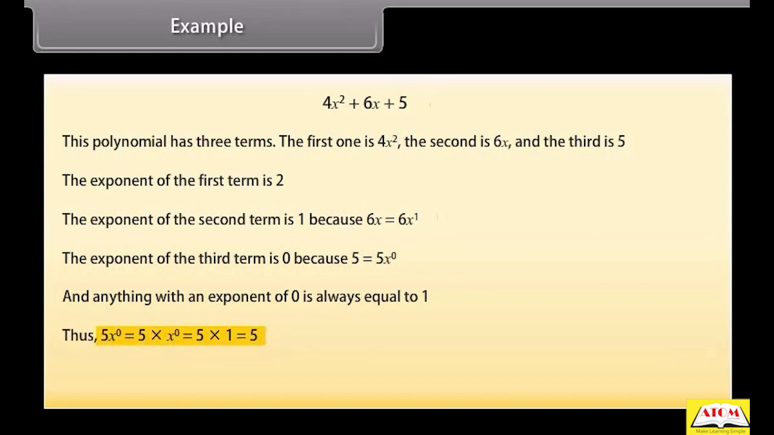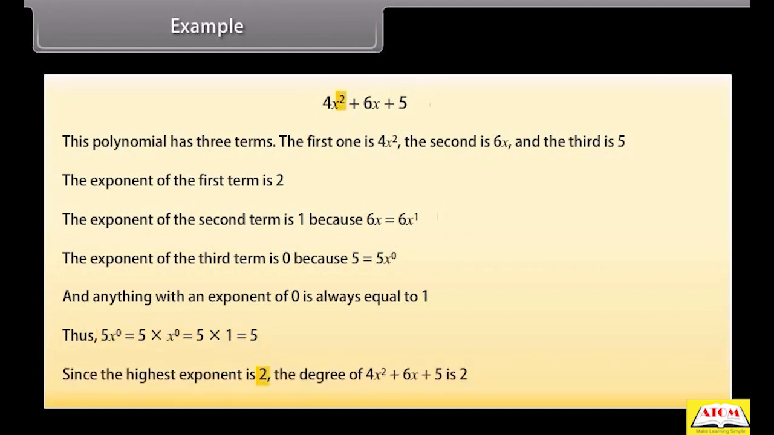Thus, 5x raised to the power 0 is equal to 5 into x raised to the power 0, which is equal to 5 into 1, which is equal to 5. Since the highest exponent is 2, the degree of 4x square plus 6x plus 5 is 2.